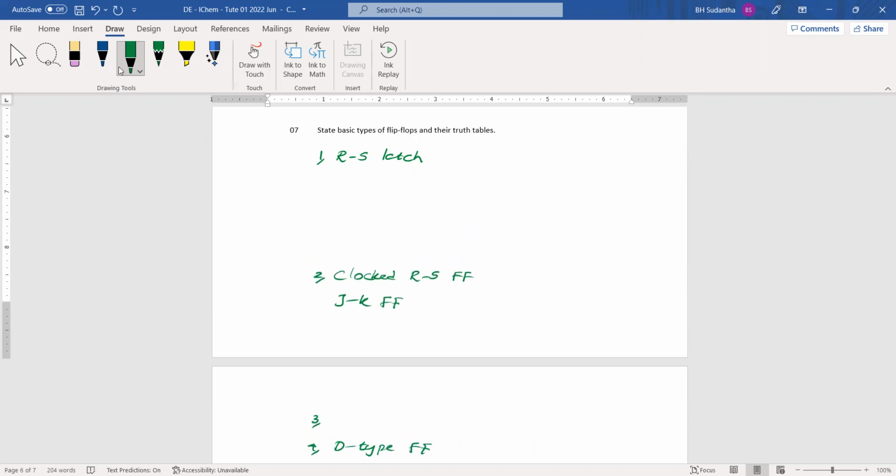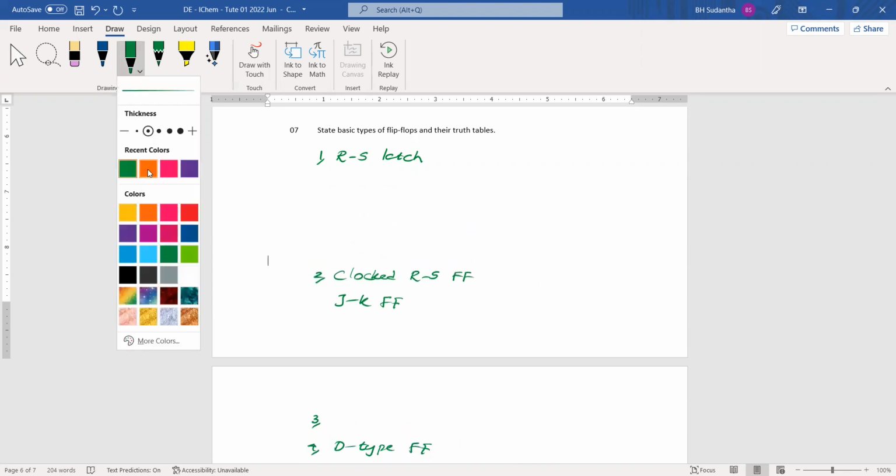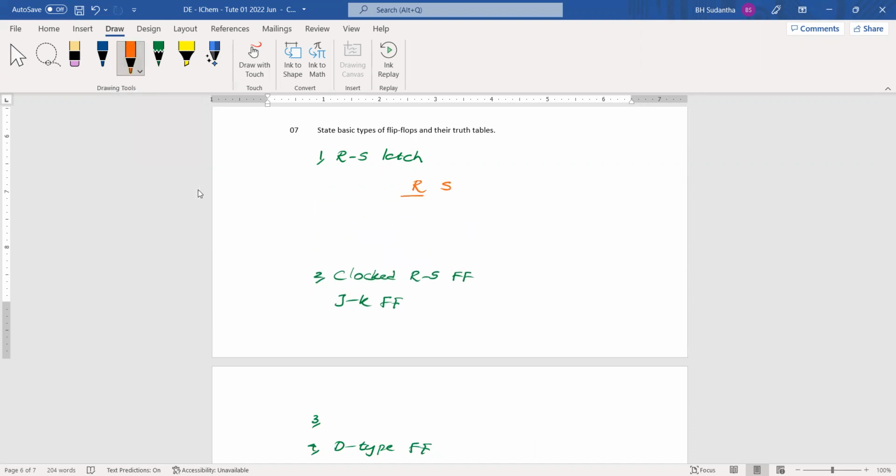This is the truth table for this RS latch. Here we have R, S. This is Q plus, 0, 0, 0, 1, 1, 0, 1, 1. This is Q. This is 1, this is 0, and this is forbidden. We can't do anything here.